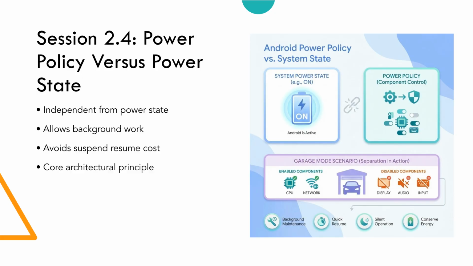For example, during garage mode, Android is on, CPU and network are enabled, but display, audio, and input are disabled. This design avoids expensive suspend and resume cycles while still conserving energy. This separation is a core architectural principle, emphasized in automotive power design.